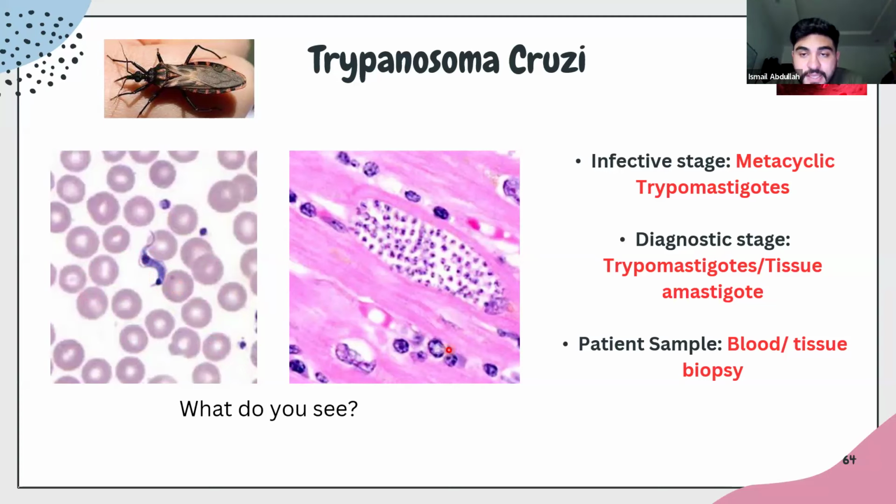And for the diagnostic stage, it's going to be either trypomastigote or tissue amastigote. And so far, all the questions I've seen in the past were tissue amastigote. And the sample you're going to take is a blood sample or an infected tissue biopsy. And when you do a biopsy, you're going to look at this. Is this clear to you guys? So the bug is very important.